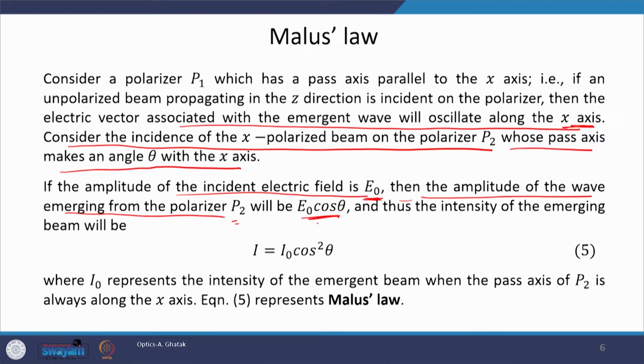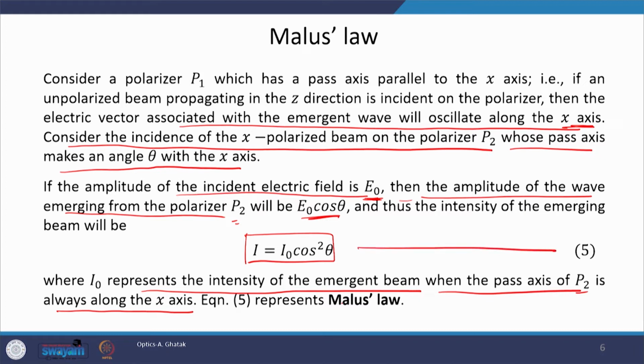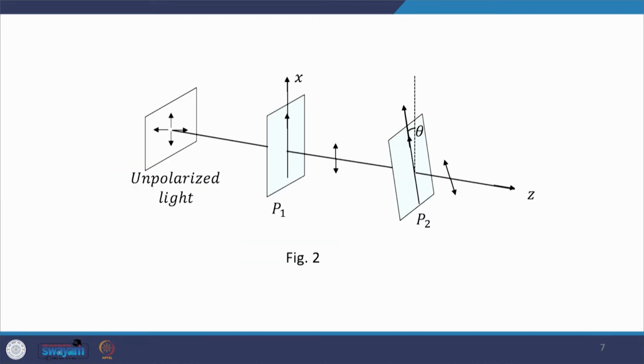And therefore, if you want to calculate the intensity of the emerging beam, it is given by this relation: I equals I naught cos squared theta, where I naught represents the intensity of the emergent beam when the pass axis of P2 is along the x axis. And this equation, equation number 5, is called Malus law. Now, we will try to understand this concept schematically through these figures.